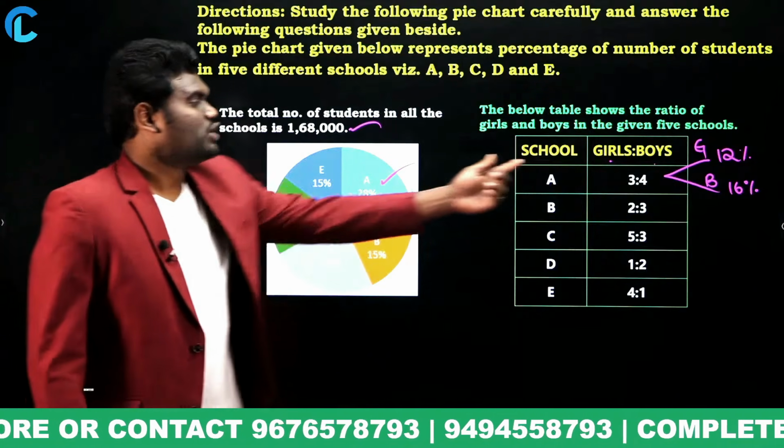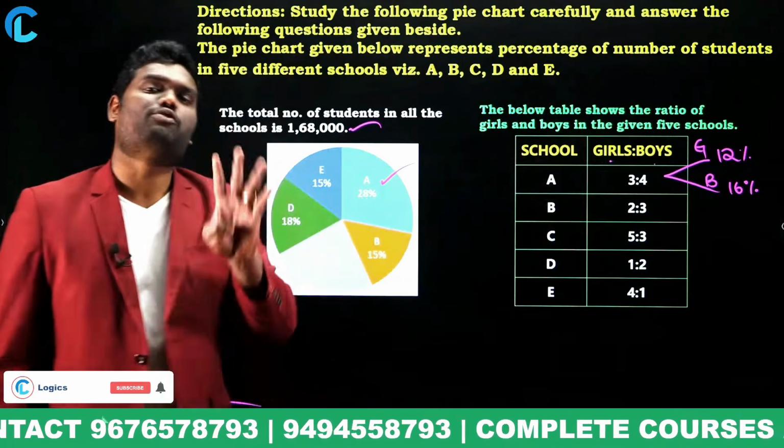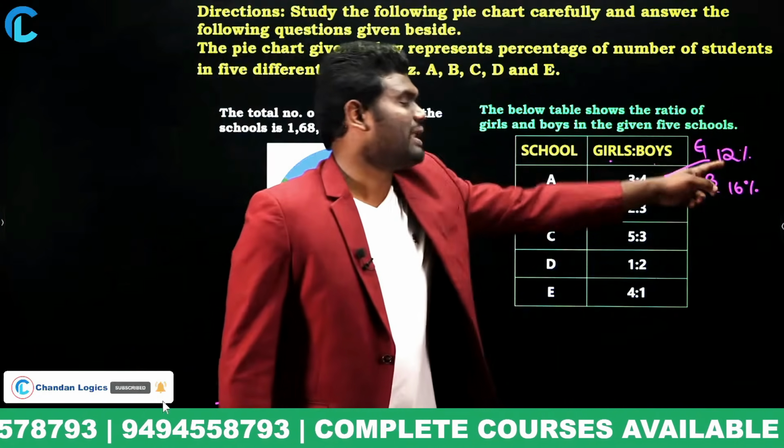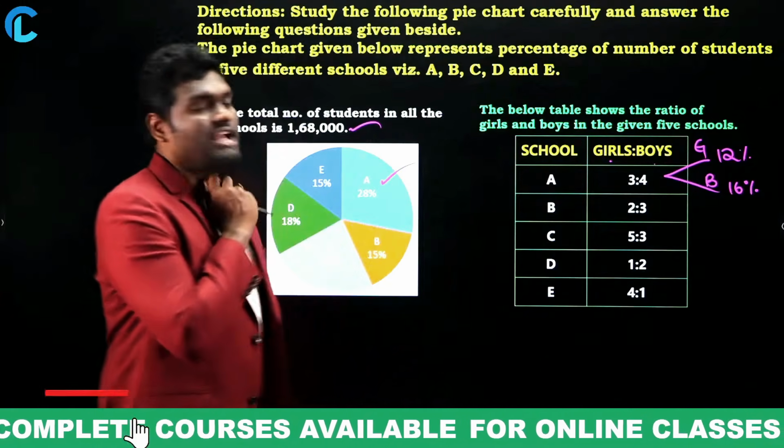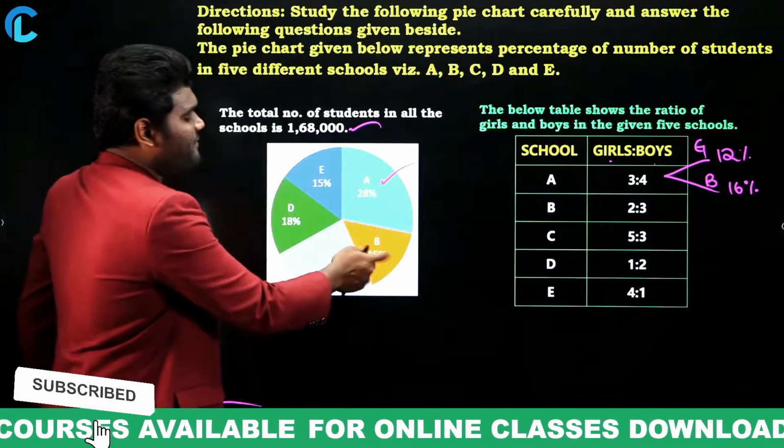Okay. Why means? Total 7 parts. 7 parts 28 means 1 part 4%. 1 part 4% means 3 parts 12, 4 parts 16. So girls 12, boys 16. Next, in school B 15%.